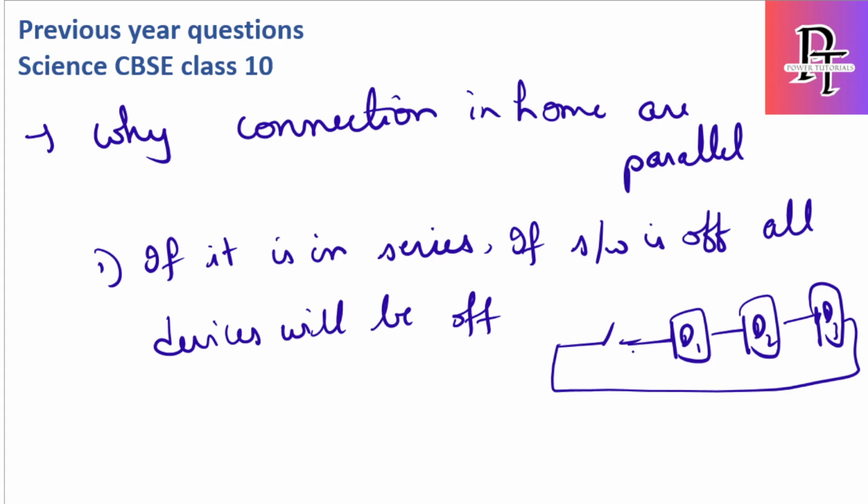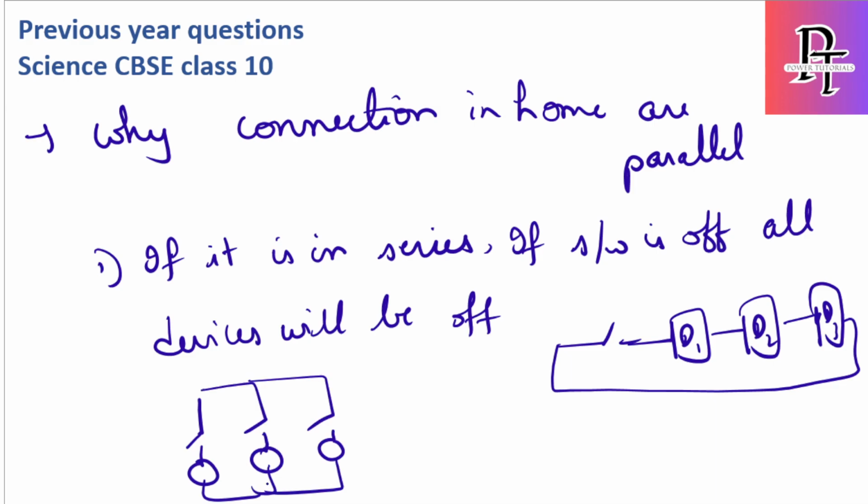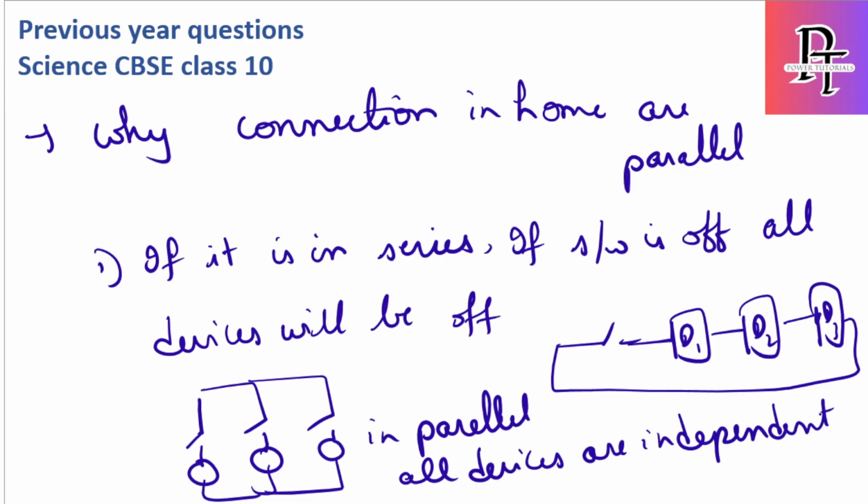Whereas in parallel, what will happen? Suppose like this, this is a switch, first device. This is another switch, second device. This is another switch, third device. All devices are independent of each other. Okay, this is the first one. So in parallel, all devices are independent of each other. So this is the first point.